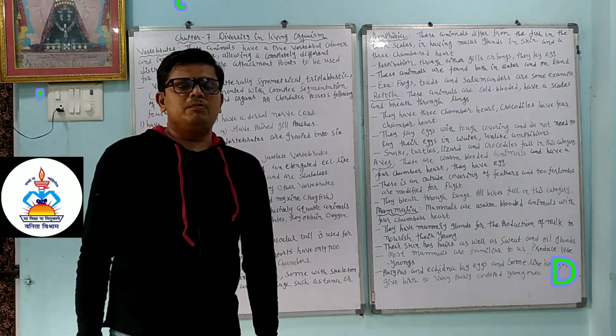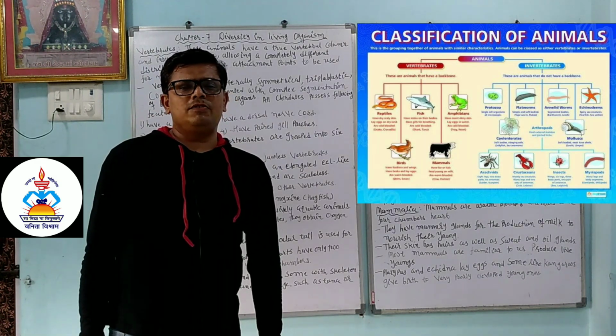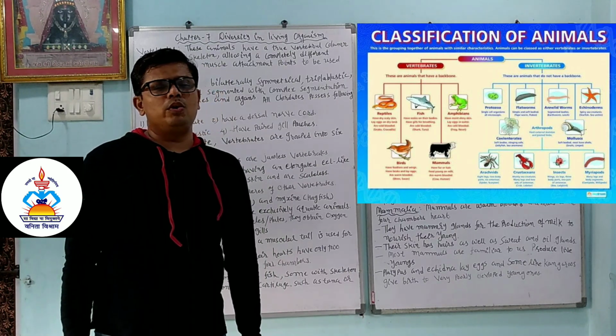Today we will continue chapter number 7, diversity in living organisms. Dear students, we are learning about the classification of kingdom Animalia. In this last part, we are going to learn about vertebrates.